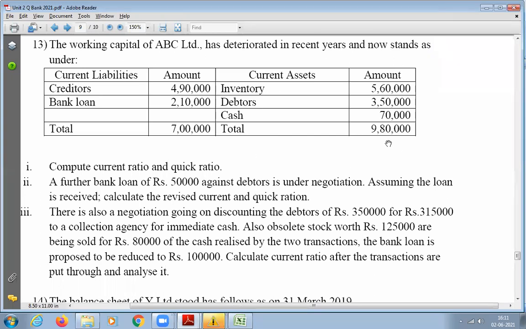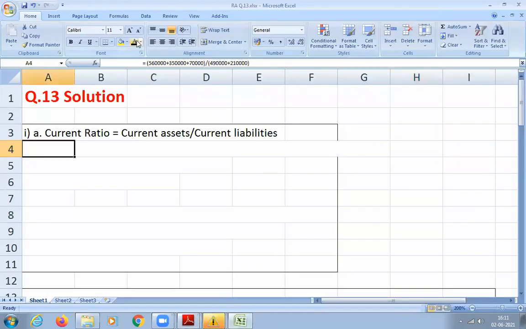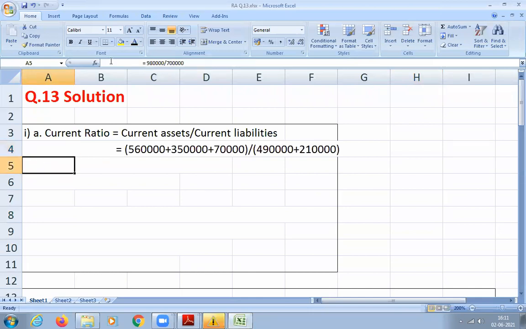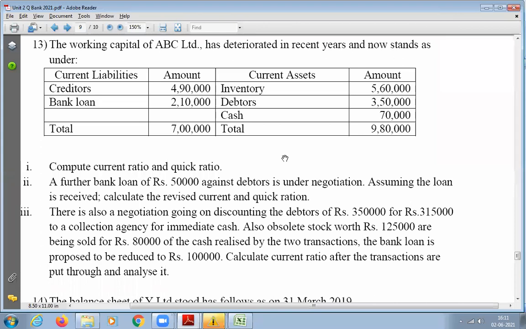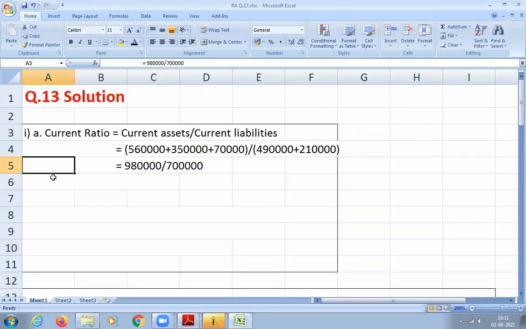So current asset is 9.8 lakhs and current liabilities 7 lakhs. Just divide that, how much will you get? 1.4:1. Yes, 9.8 lakhs is directly given, then 7 lakhs. How much will you get? 1.4:1. This is very, very easy. It's directly given to us.